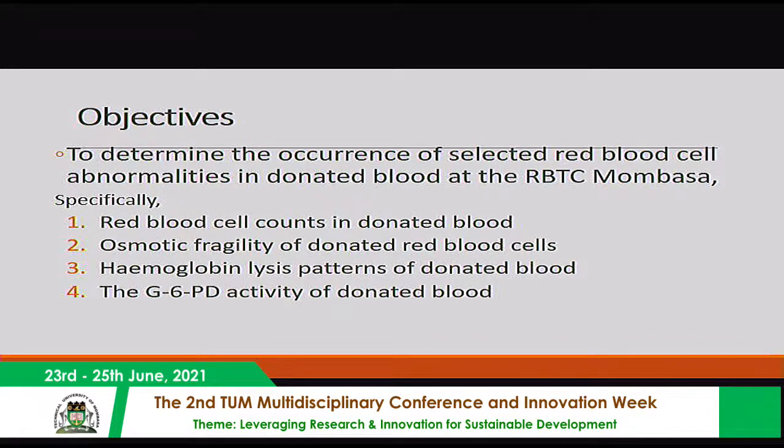The objectives were to look at the blood count, because during donation we don't look at the blood count. Then we look at osmotic fragility, that is how well the red blood cell can survive. Then we also look at hemoglobin lysis. This is a test that can tell us generally whether you have some trait illnesses such as thalassemia trait or sickle cell trait. So that test is a general test for that.